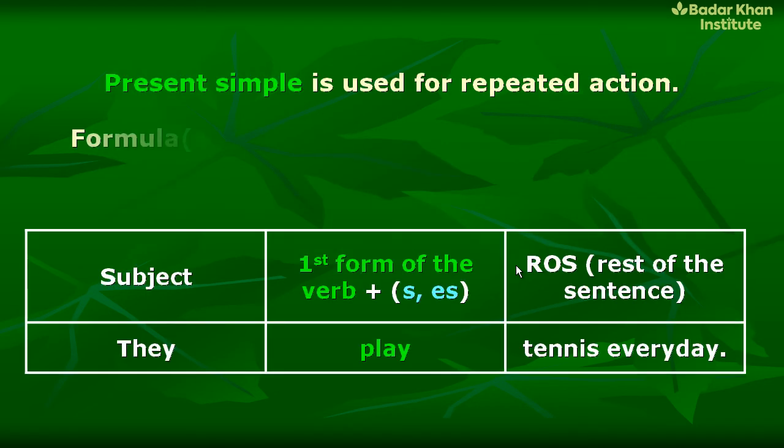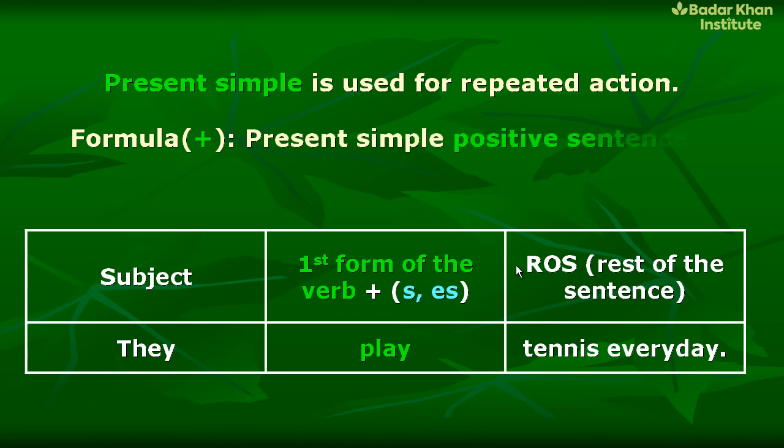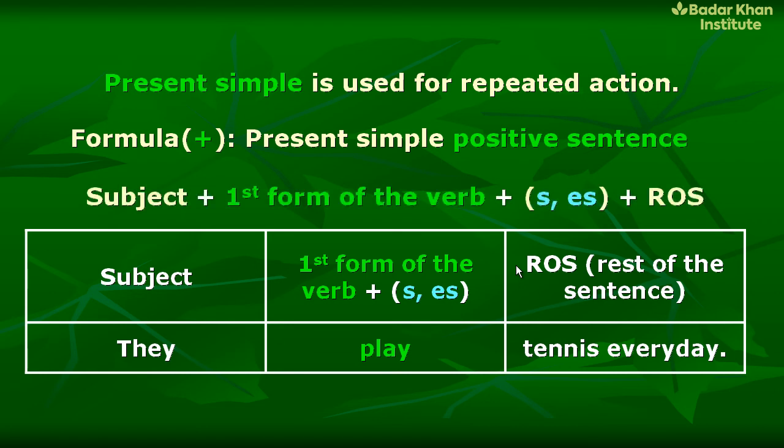So let us start with present simple. Present simple is used for repeated action. For example, we eat every day, it's a repeated action. We drink water every day, it is a repeated action. And it is also used for something that we do sometimes, like we play sometimes.